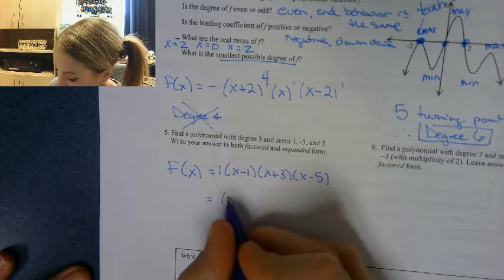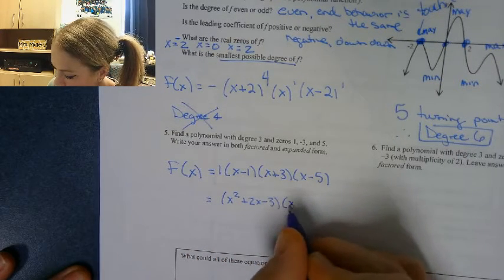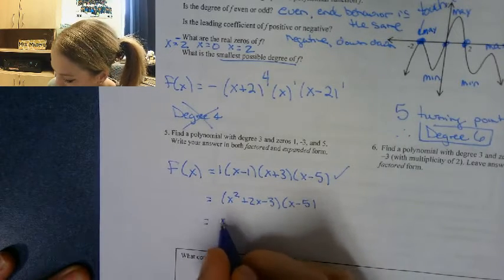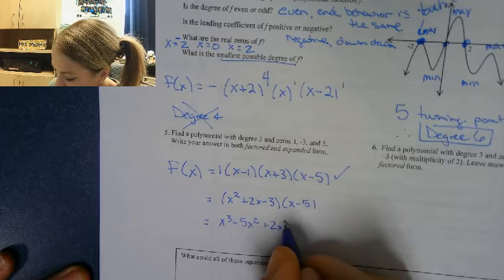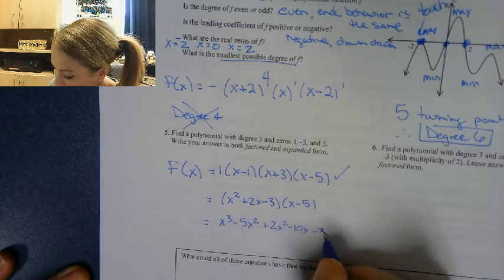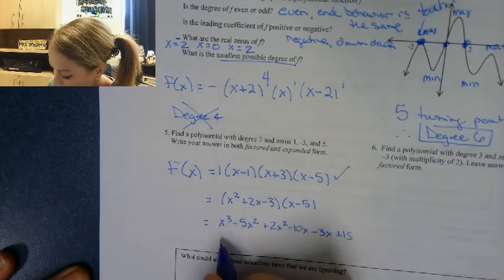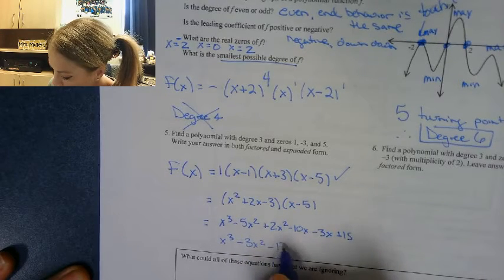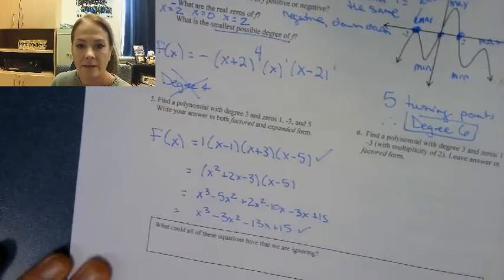Okay, so let's FOIL: x squared plus 2x minus 3, and then times x minus 5. It did say factored form, which is here, and now expanded. X cubed minus 5x squared plus 2x squared minus 10x minus 3x plus 15. And so we end up with what? X cubed minus 3x squared minus 13x plus 15. There's expanded form, and we're done there.